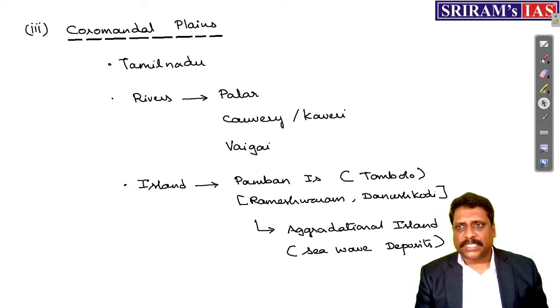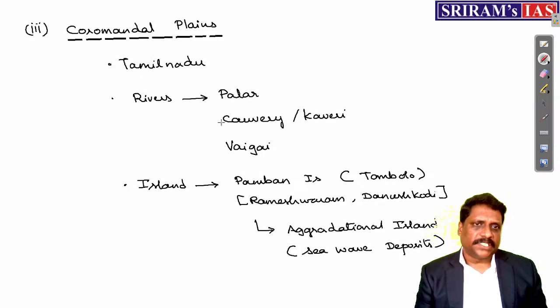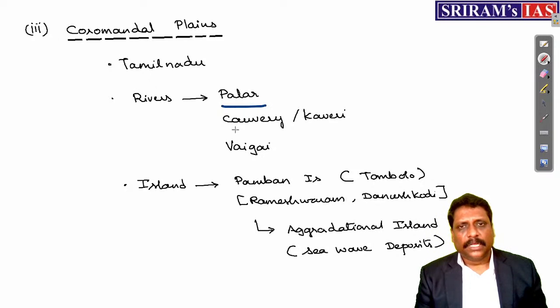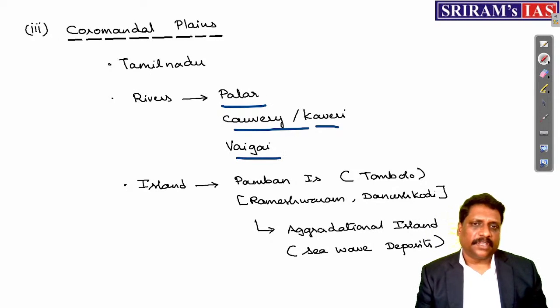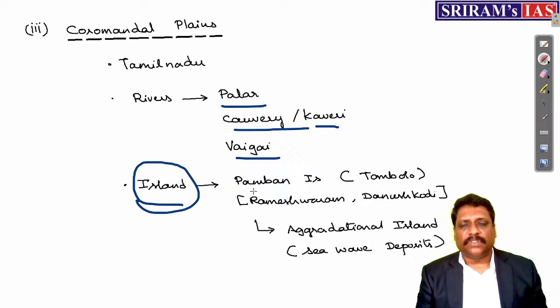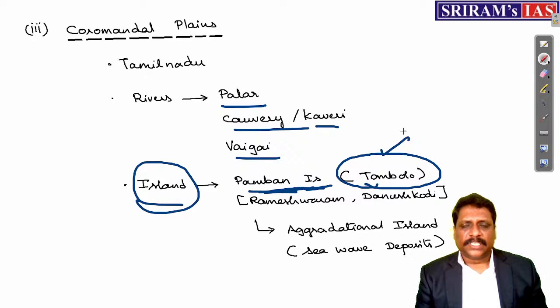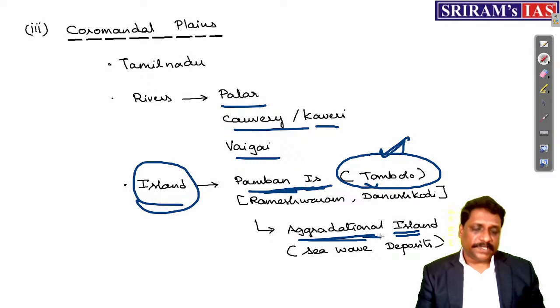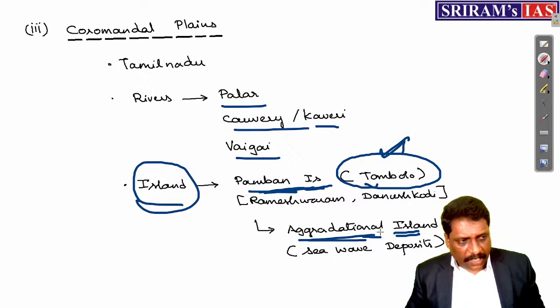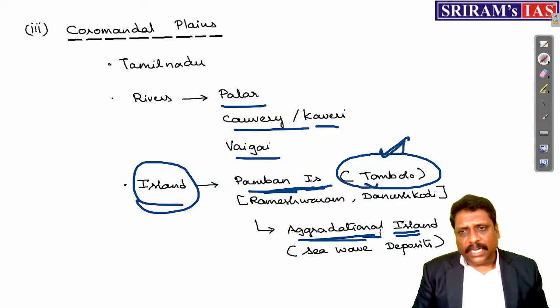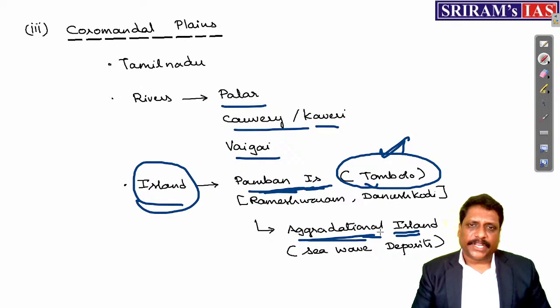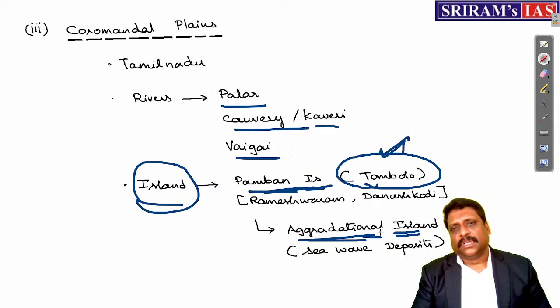And when I talk about Coromandel Plains, some of the rivers which facilitate the formation of Coromandel Plains are rivers like Palar, Kaveri, and Vaigai. And in this region, my dear friends, you do have the creation of an island called Pamban Island. Very technically, we call them as what? Tombolo. Islands which are created by sea wave deposition, you call them as Tombolo. And to be very precise, these islands, we call them as what? Aggradational island. Deposition as a process creating an island, you call them as what? Tombolo or aggradational island. Rameshwaram, Dhanushkodi, all these are classical examples of these islands.